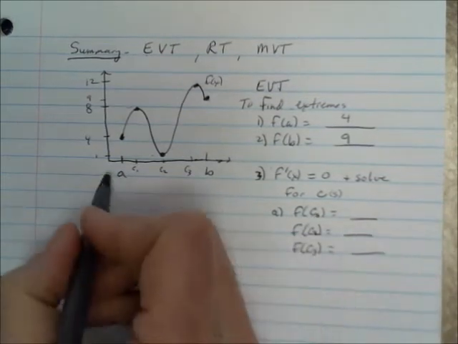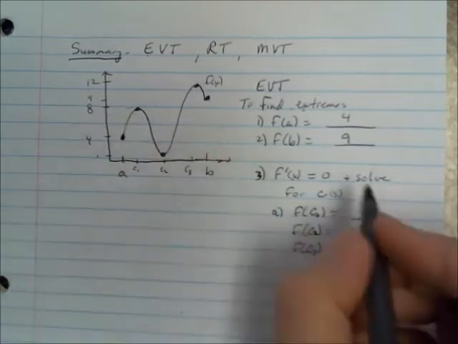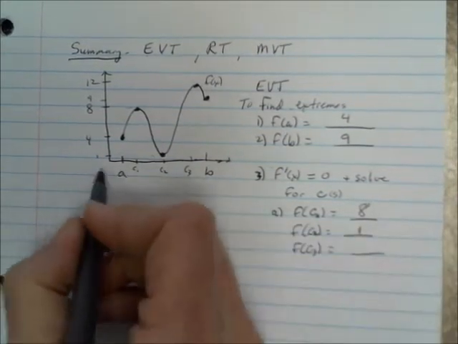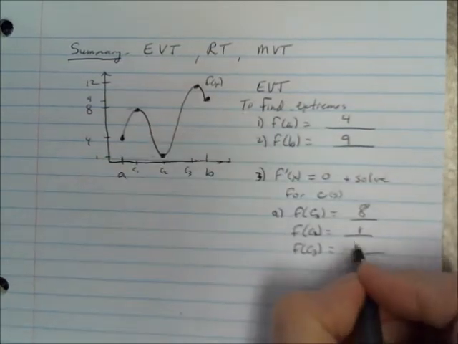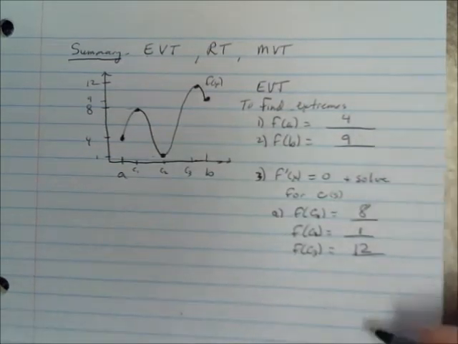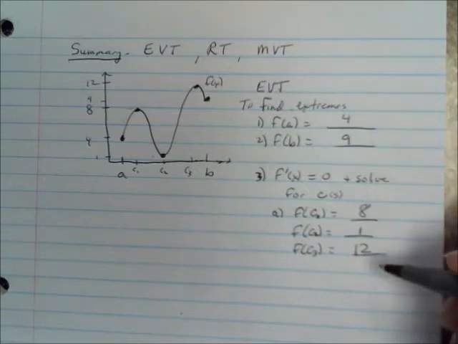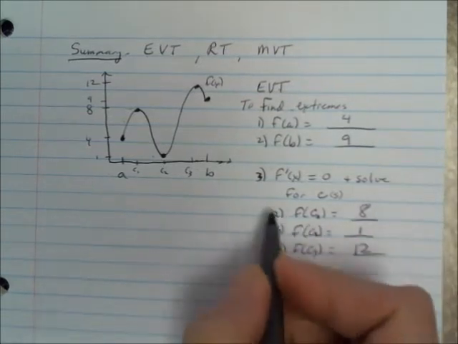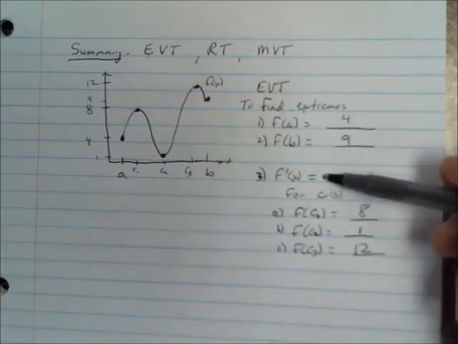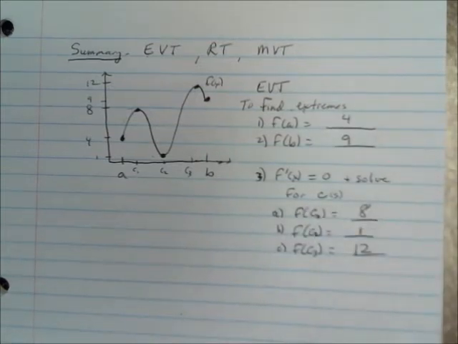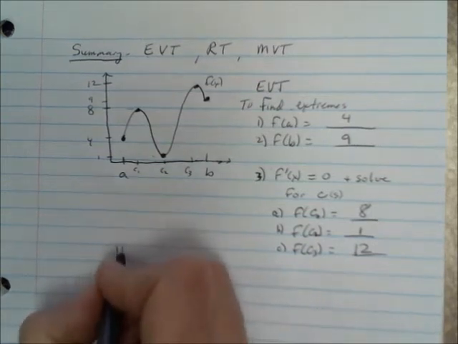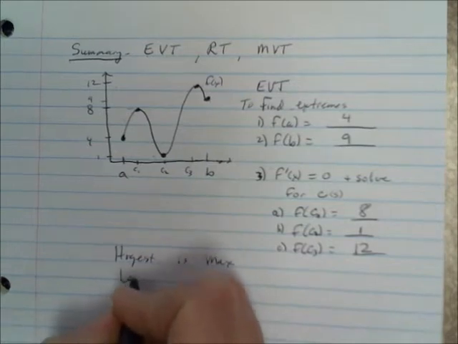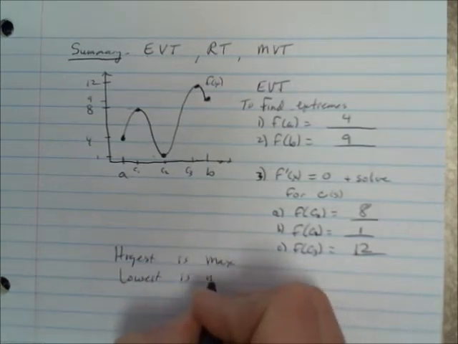So what is f of C1? Well, here's C1 up here. It looks like it's 8. And f of C2, that's equal to 1. And f of C3, that's equal to 12. And then you just look down your list of numbers, and the lowest one is the min and the highest one is the max. So this is A, B, and C. So we have step 1, step 2, step 3, and then there are 3 sub-steps within step 3. And the highest is the max, lowest is the min.